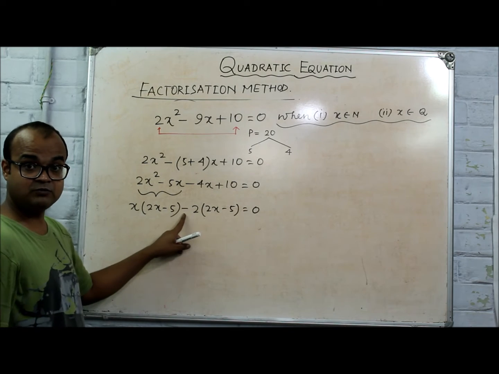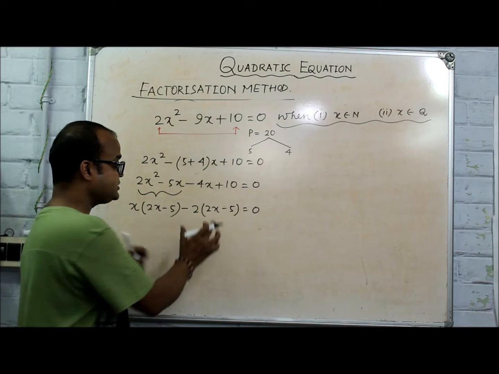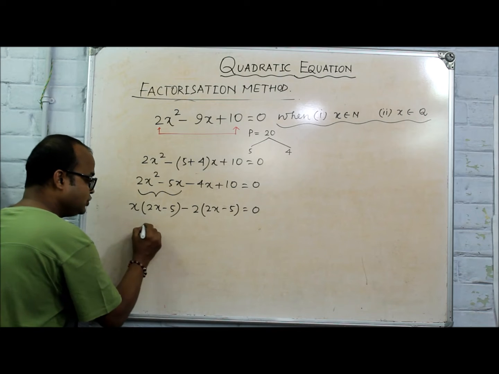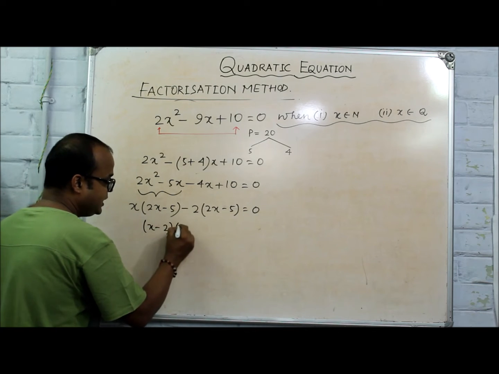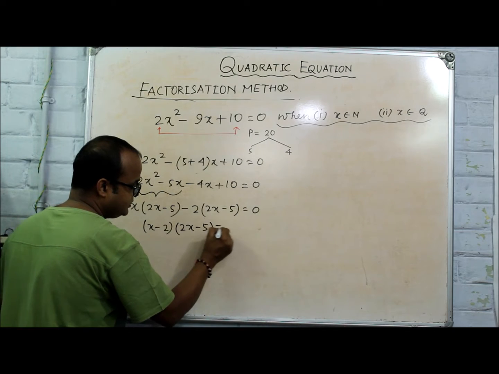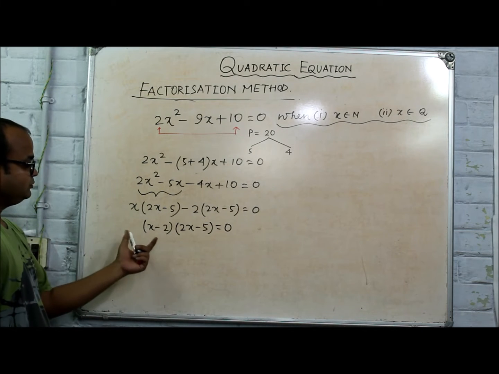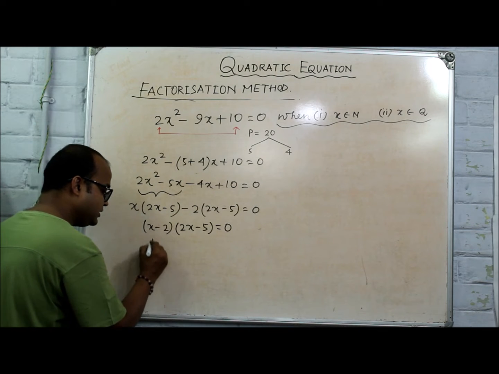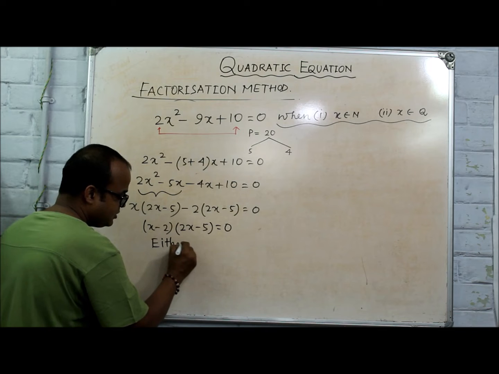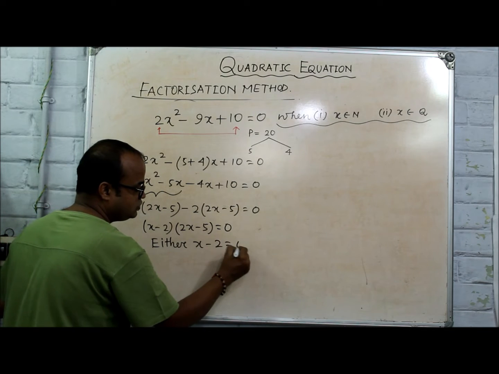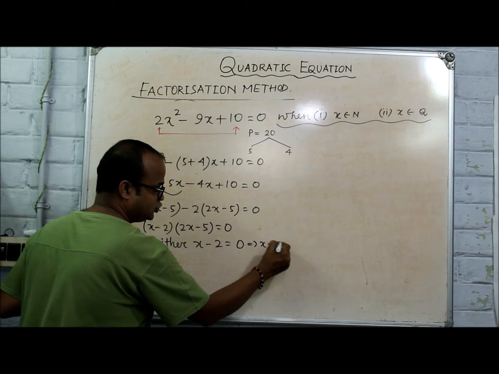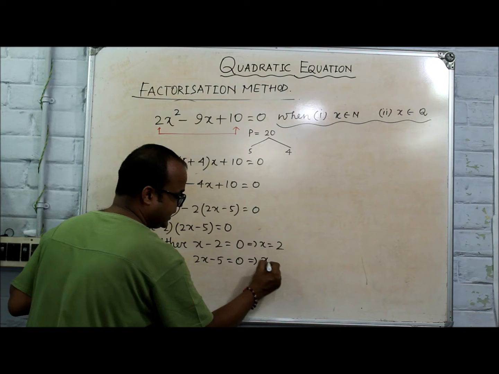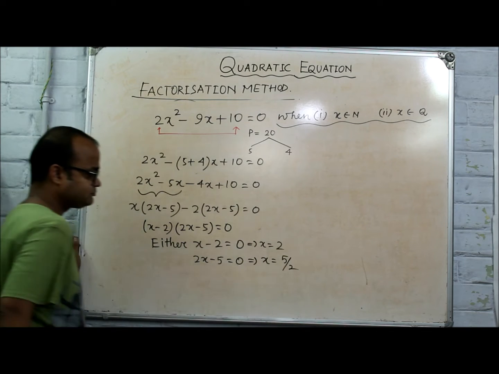We are taking minus common. You need to be very careful in this stage. When we are taking minus common, this sign will change. So we'll get x minus 2, 2x minus 5 is equal to 0. Product of these two expressions is equal to 0. So we write either x minus 2 is equal to 0, it implies x is equal to 2, and 2x minus 5 is equal to 0, it implies x is equal to 5 by 2.